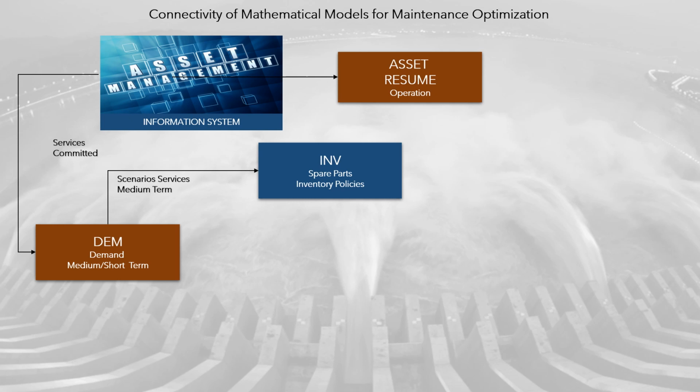This information is critical to prescriptive analytics models. The optimization model INV provides inventory policies for spare parts. The basic information of this model should be the resume of the industrial assets, which should store the history of the maintenance services and the resources used.